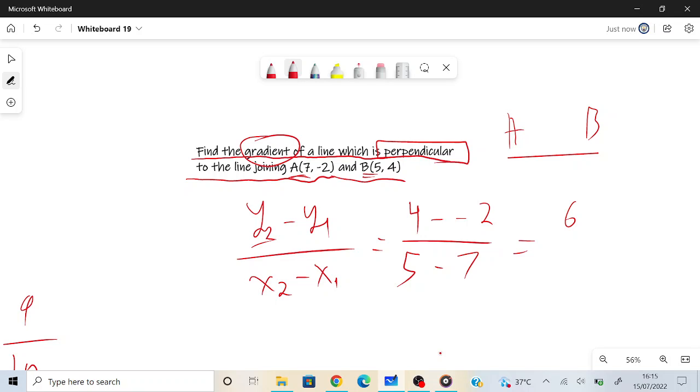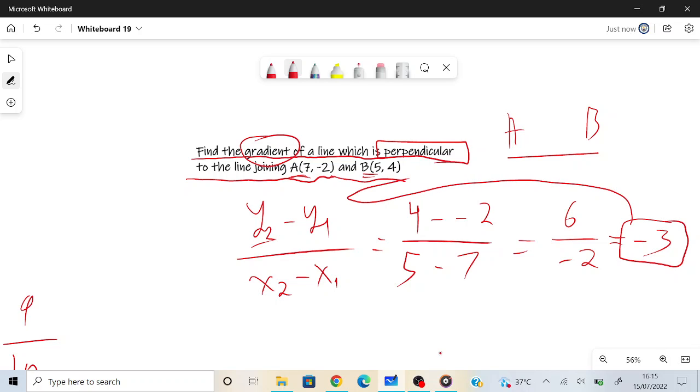Remember, minus is the most dangerous sign in math. And then 5 minus 7, that's 6 minus 2. So 6 over minus 2 is nothing but minus 3. So this is the gradient of this line. Let's say this is the gradient of this line right here, A to B. This is the gradient of that line.